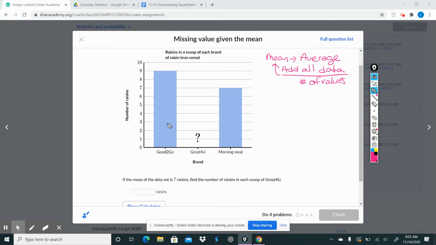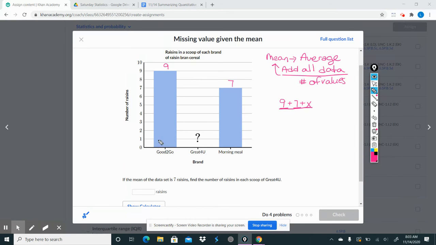So here we want to look at our bar graph. Good to Go, there are 9 raisins in each scoop. Morning Meal, there's 7. And we don't know how many for Great for You. So we have 3 values, 1, 2, 3. We have our Good to Go, which is 9. We have our Morning Meal, which is 7, but we do not know, and when we don't know something, we put the value of x, how many raisins are in Great for You, and that's what we have to find.